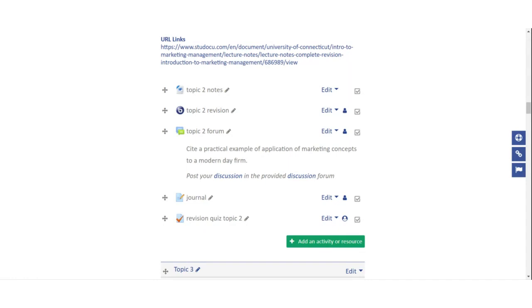Activity 1 is topic forum. What are the practical applications of the concept? I think we have done that, but you still have to do it. Practical application of marketing concept, all of them. That is, you do a discussion. I've placed a forum there for you to discuss. What you need to do is to come and click on it, and you can put your discussion over there.